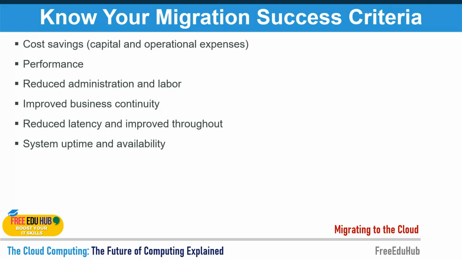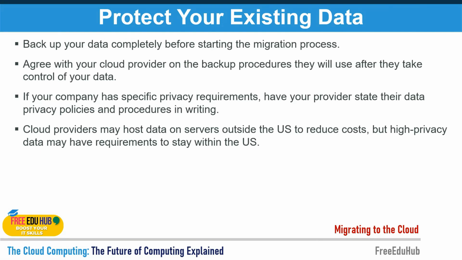Now, know your migration and success criteria. Cost saving is a capital or operational expense with the performance, and you must also consider the reduced administration and labor since it would be in the cloud. You must rely on the services which are provided by the cloud service provider. An improved business continuity plan will be there, and reduced latency and improved throughput, since the cloud service providers are making sure that their services are globally available to the customers without any problems. Now, system uptime and availability play an important role as well.